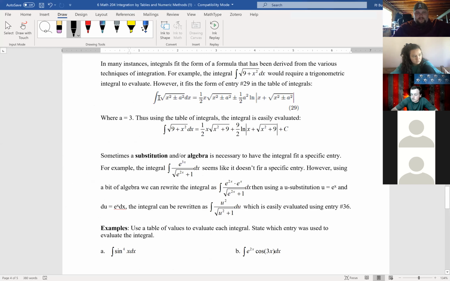And from the table that this was taken from, it was number 29. And notice it's got forms of x squared plus or minus a squared. So that fits this equation that's up here. And so all we would really have to do is figure out what a is and plug it in. So in this particular problem, a is 3. So down here, you notice you've got 1/2 x squared plus a squared. That would be 9. And then you have a squared out here. Again, that's 9. And then plug in a there. So that's it. You just have to find a and plug it in.